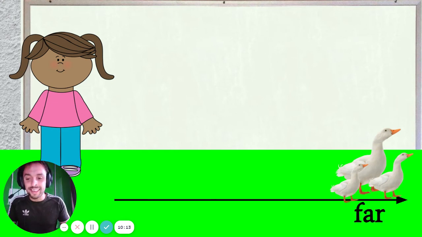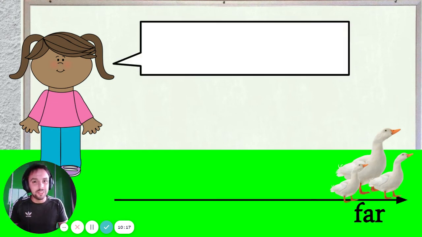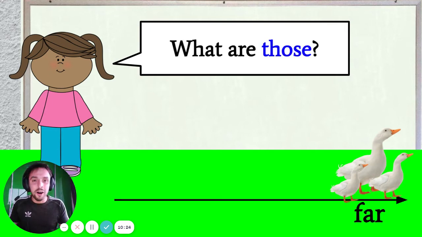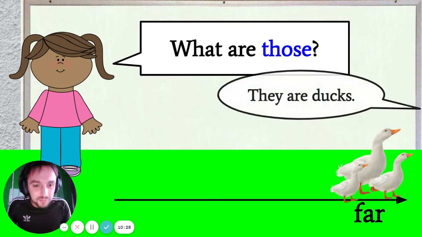Okay, so let's go through that again. More than one and far. What's the question? It's not what's this. It's not what's that. It's not what are these. We say, what are those? What are those? And what's the answer? We say, they are ducks. They are ducks. Okay.